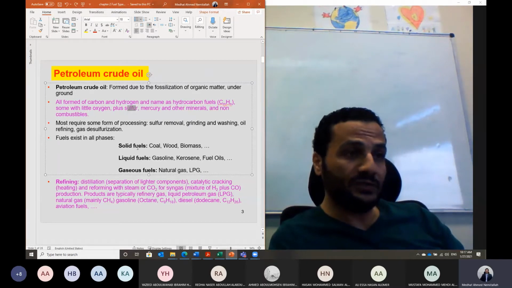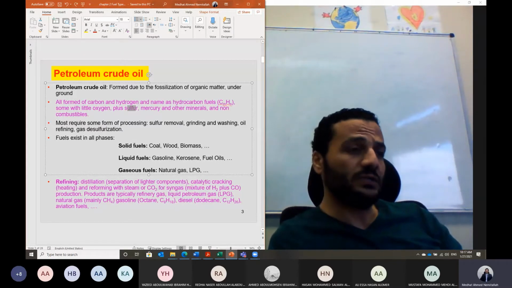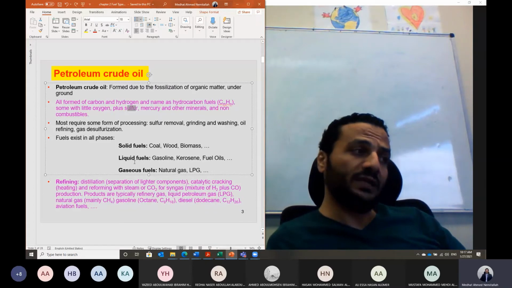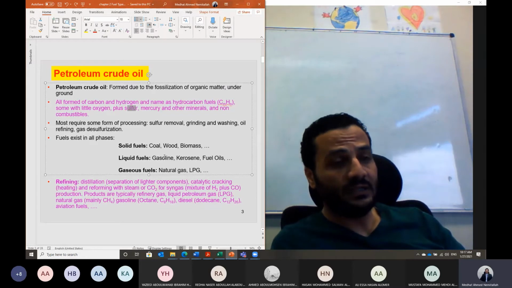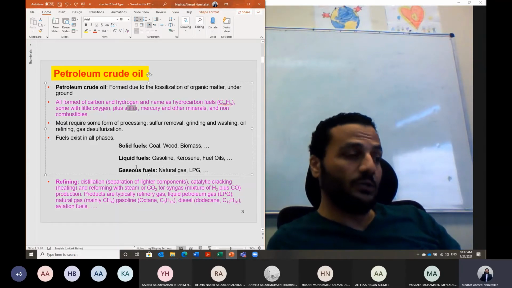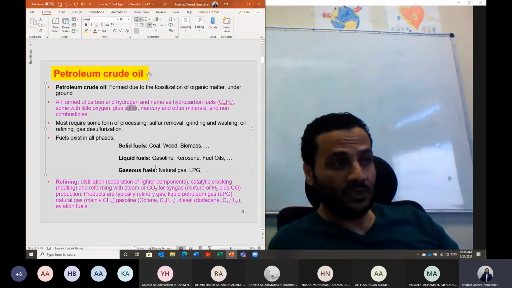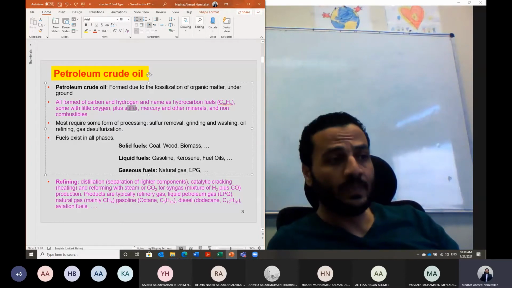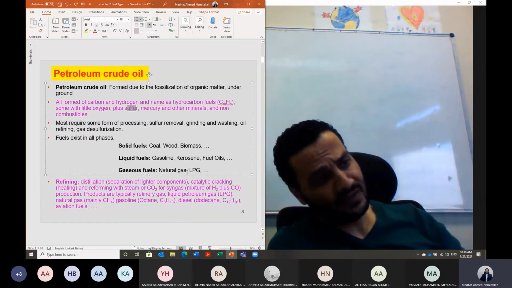The fuel can exist in different phases. It can exist in the solid phase: we have coal, wood, and some kinds of solid biomass. Fuel can also exist in the liquid form, like most grades of fuel such as gasoline, kerosene, diesel, and fuel oil. All of these are liquid fuels. Fuel can also exist in the gaseous phase, and we have some important fuels there, like natural gas and liquefied petroleum gas.